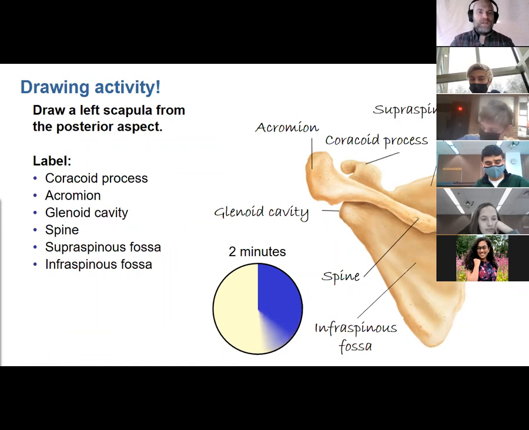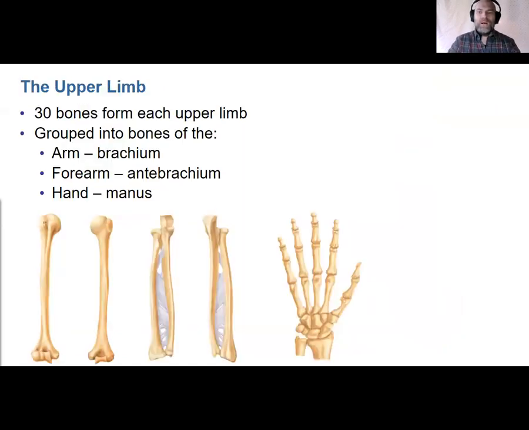All right, upper limb. Let's do the upper limb. There are 30 bones total in each of your upper limbs. So 60 of your bones are found in your arms, and we put them into 3 groups. The arm, which is from your shoulder to your elbow, also known as the brachium. The forearm, which is from your elbow to your wrist, we call this the antebrachium. And then your hand, which is everything from your wrist to your fingertips.